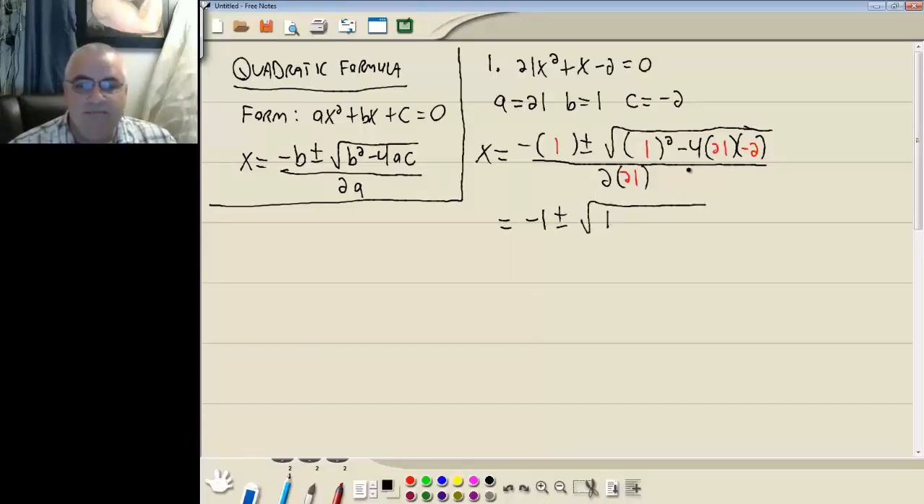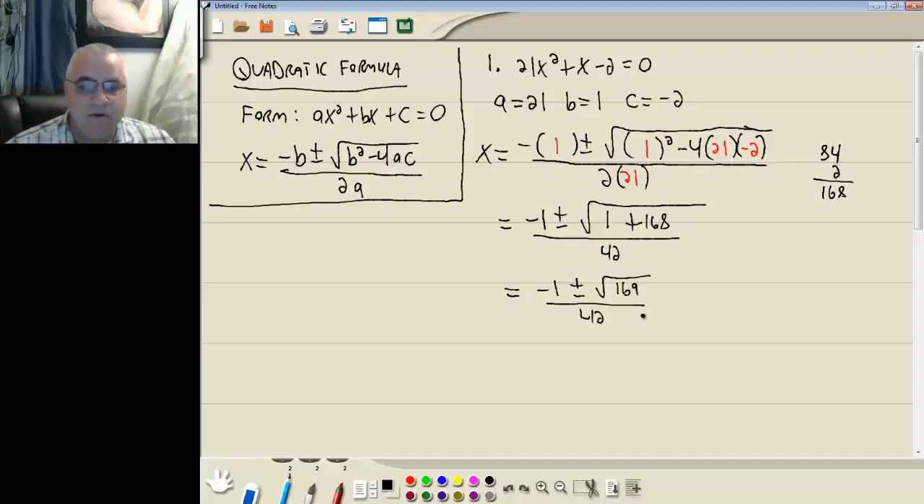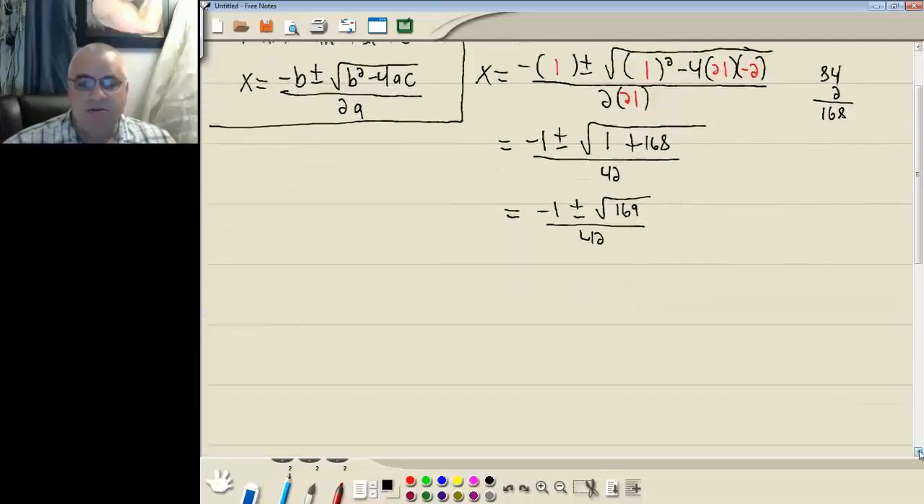1 squared is 1. Negative 4 times 21 gives us negative 84, times, well, negative times positive is negative, times another negative is positive. So 84 times 2 gives us 168. So we get 1 plus 168 over 2 times 21 is 42. So we get negative 1 plus or minus the square root of 1 plus 168, which is 169, all over 42. And you should always simplify your radicals before you go on.